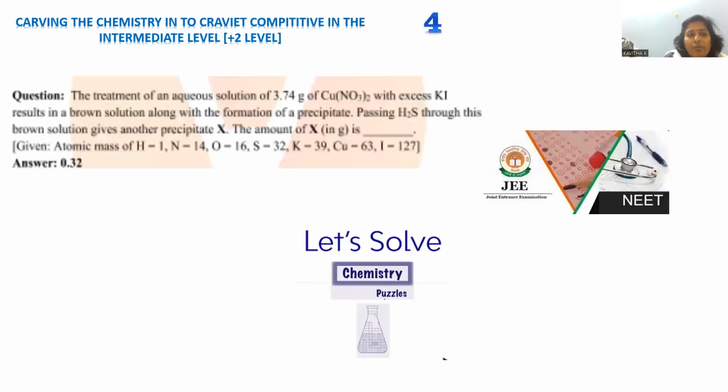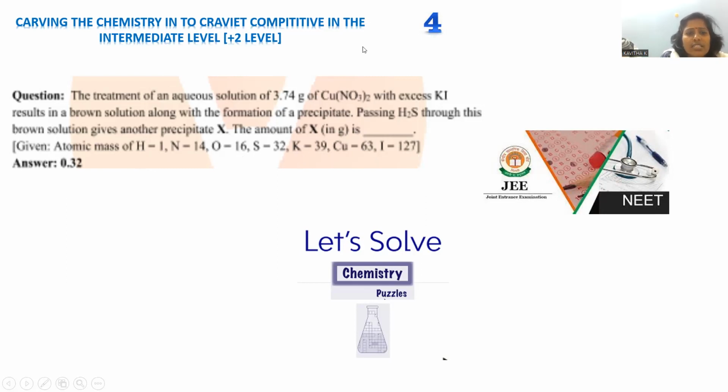And question number 4 is provided. The treatment of aqueous solution of 3.74 grams of copper nitrate with the excess of potassium iodide results in a brown color solution along with the formation of precipitate. Passing dihydrogen sulfide through this brown color solution gives another precipitate X. The amount of X in grams is? Atomic mass of hydrogen 1, nitrogen 14, oxygen 16, sulfur 32, potassium 39, copper 63, iodine 127 are provided.